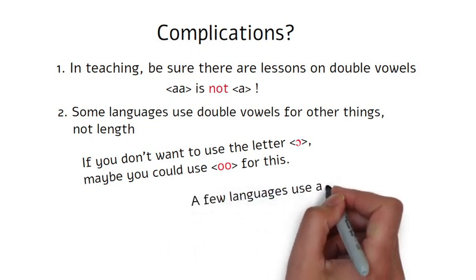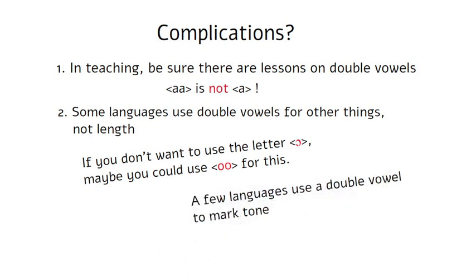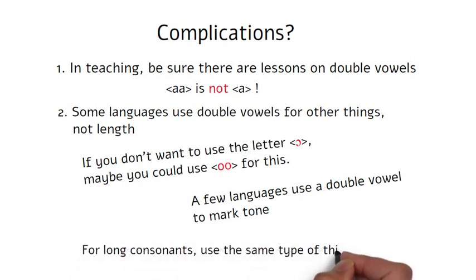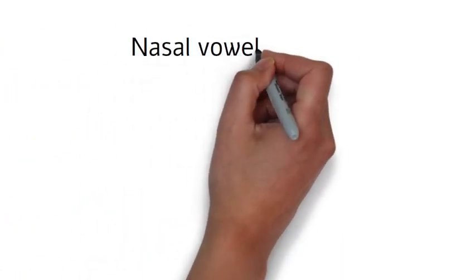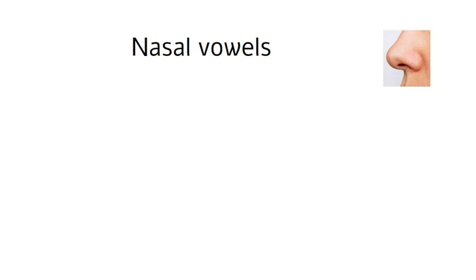Second, a few languages use a double vowel to mark some sort of tone. But in most cases, there should be no problem with using two vowel letters to mark a long vowel. In many languages, consonants can also be lengthened. Use the same type of thinking to deal with these as we did with long vowels. Okay, let's talk about another common suprasegmental, nasality on vowels.